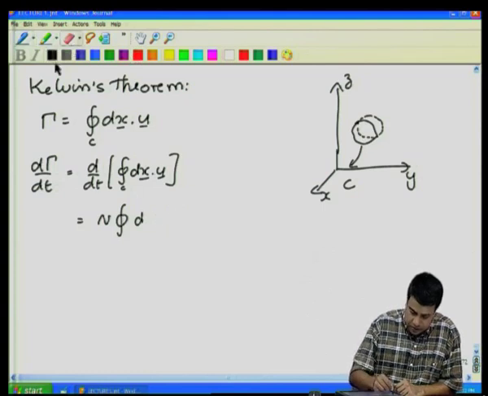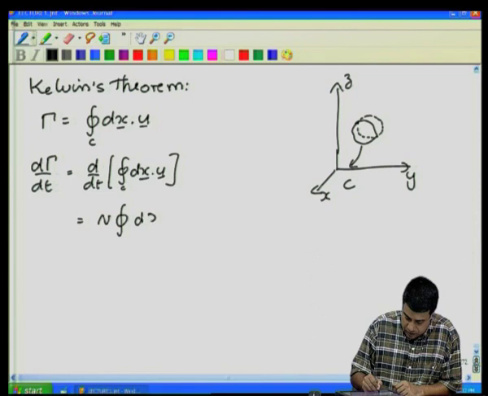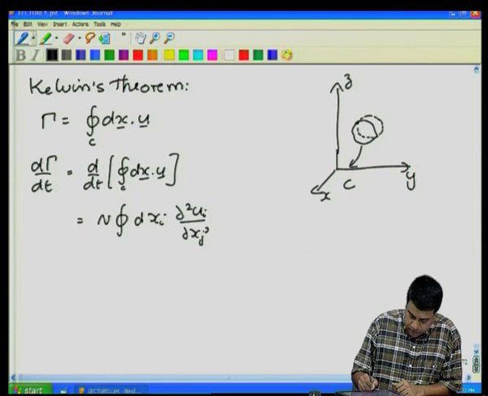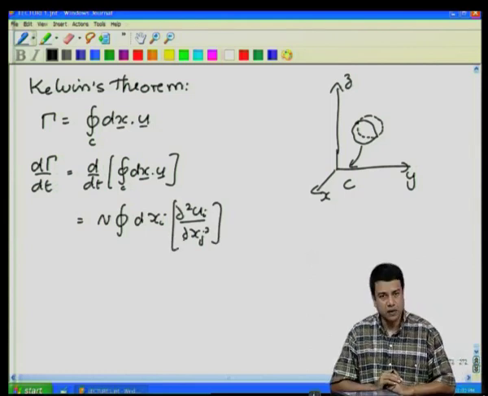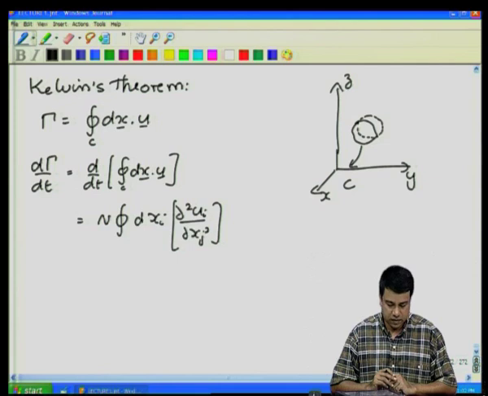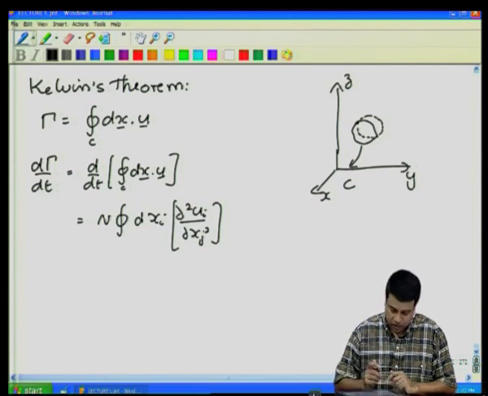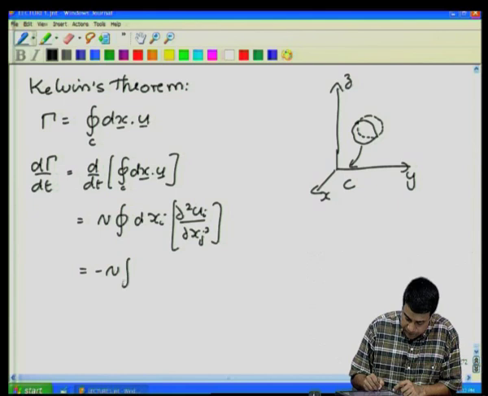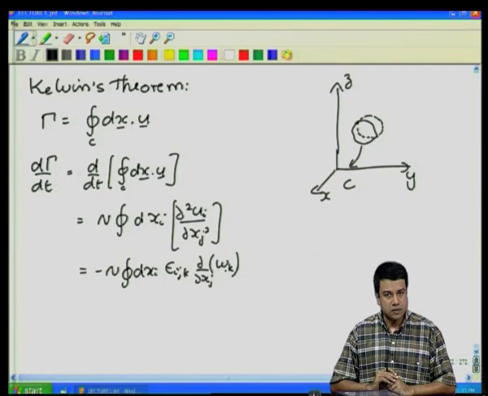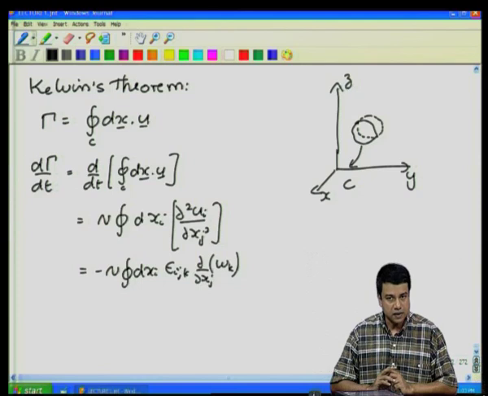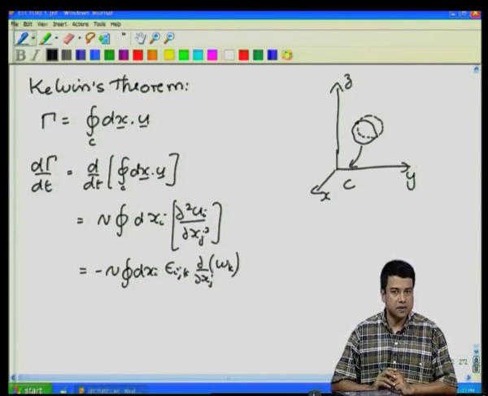Let me write this in indicial notation that makes it easier. So, this is what we had derived in the previous lecture. And this can also be written as minus nu integral dx_i epsilon_ijk partial by partial x_j of omega_k. Okay. So, if you have an inviscid fluid in which the kinematic viscosity is equal to 0, then d gamma by dt is identically equal to 0.